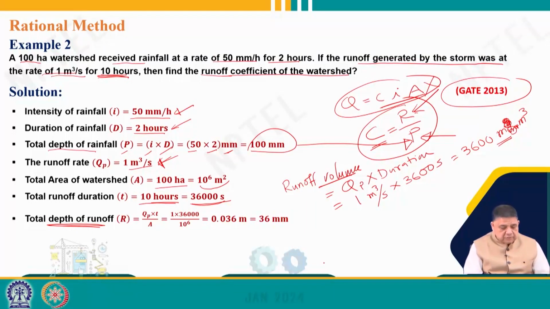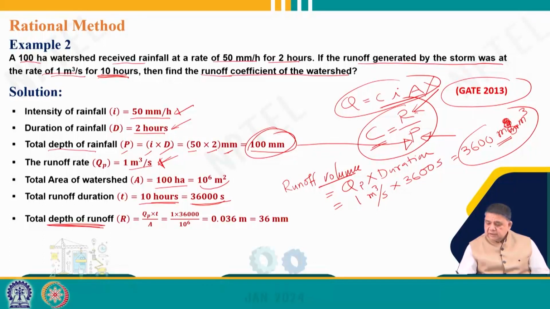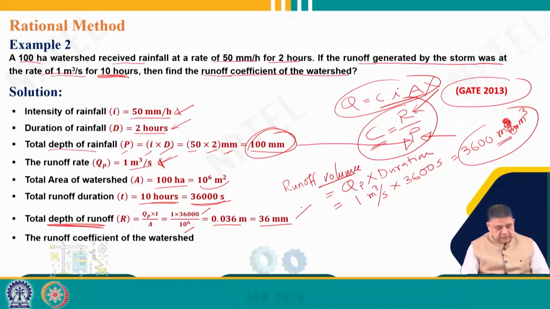And because our rainfall is in depth units, of course we require runoff also in depth units. So, total depth of runoff we can divide by 100 into 10 to the power 6, so we get 36,000 divided by 10 to the power 6. So we get 0.06 meters or 36 millimeters, which means the numerator value is 36 millimeters. So the runoff coefficient for the watershed is R by P, that is 36 by 100 or 0.36.